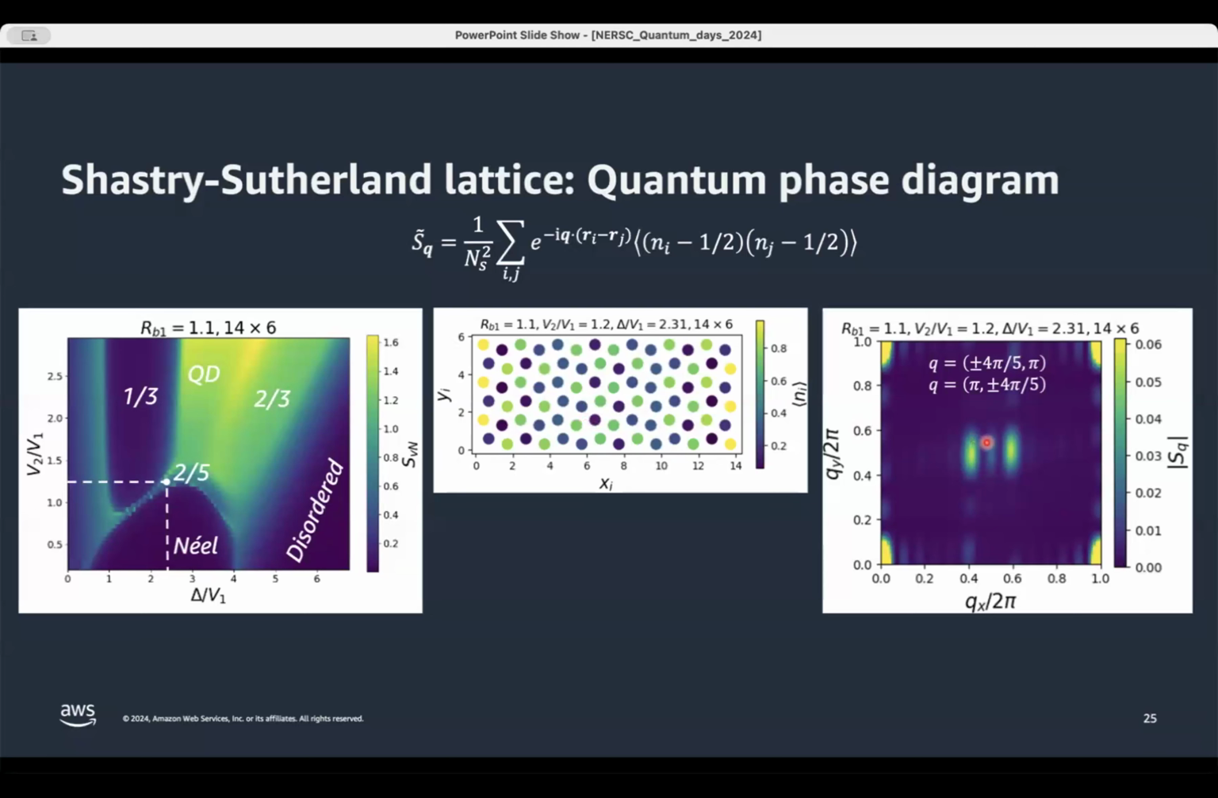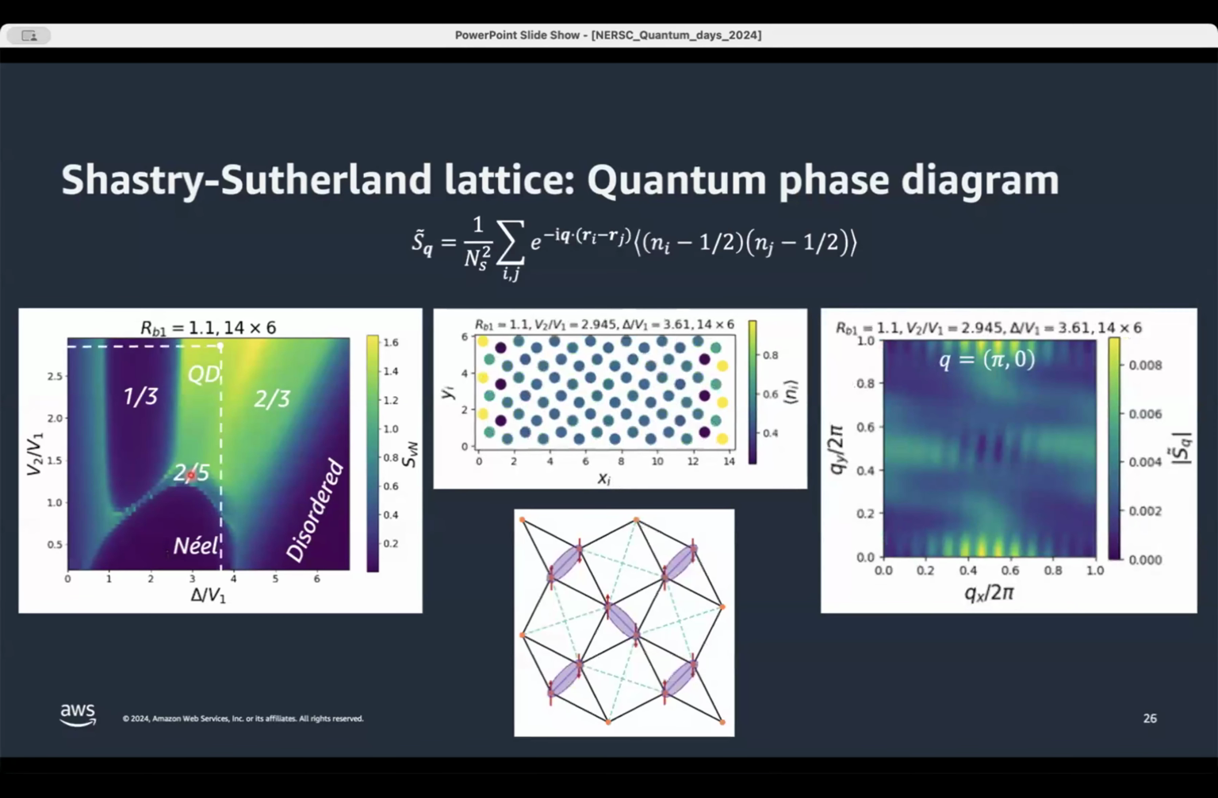And you can also see there are tiny peaks at pi there. That reminds you that originally this region here is a Néel phase. So this is a very closely related phase to the Néel phase, but it actually has a quantum origin.